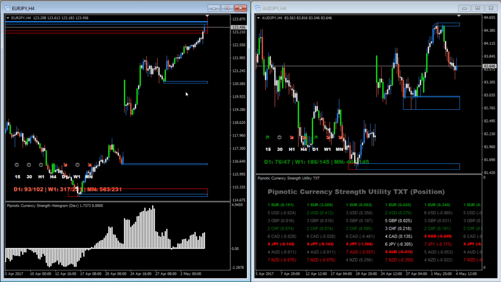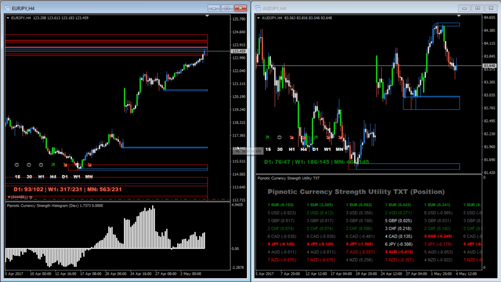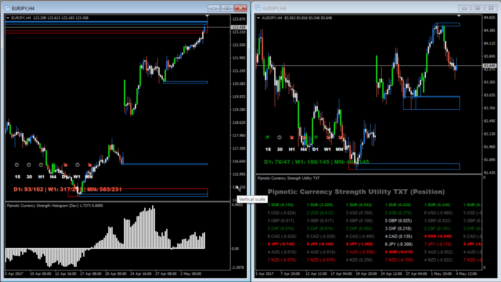What does that mean? Well, that means that this area is probably going to hold and price is going to move lower. So this might be a trade that you would want to sell on. Sorry, you would want to pass on. You wouldn't want to buy this currency pair at the moment until the currency strength histogram is showing you that this is something that you should consider.